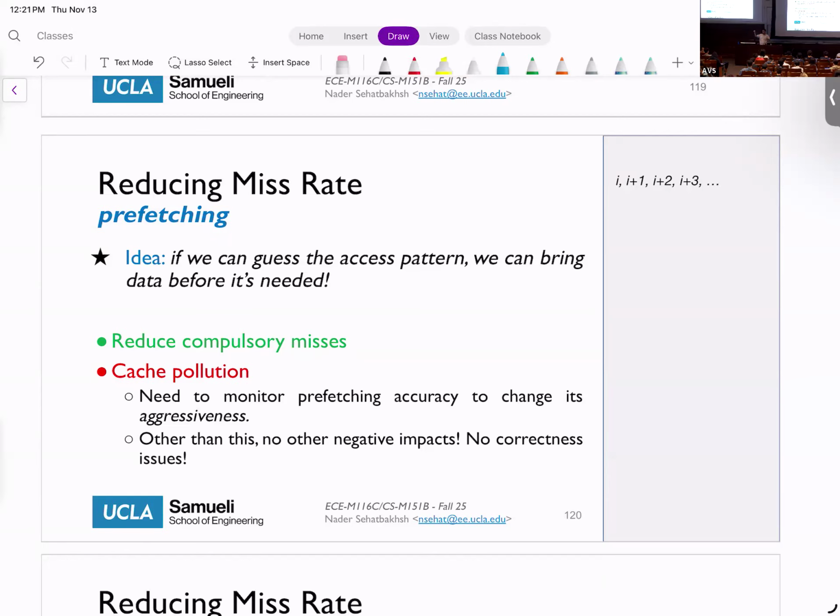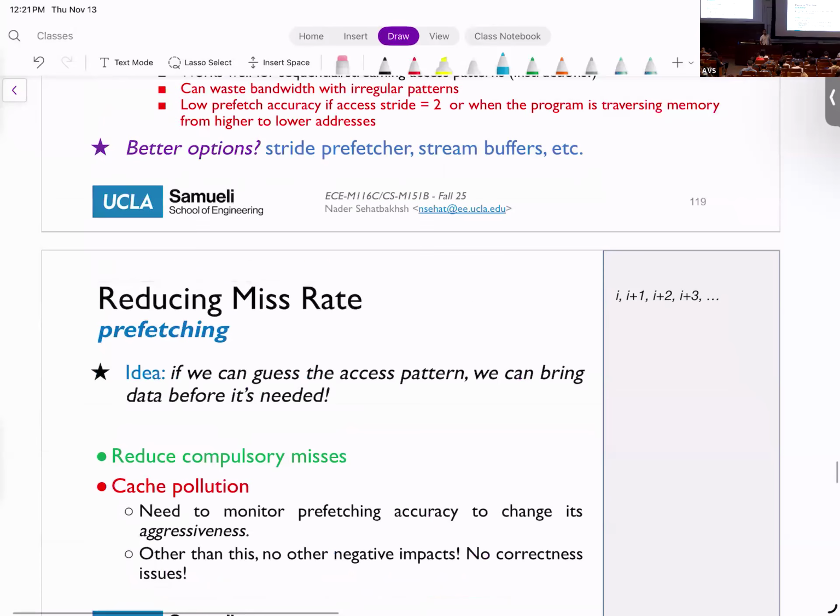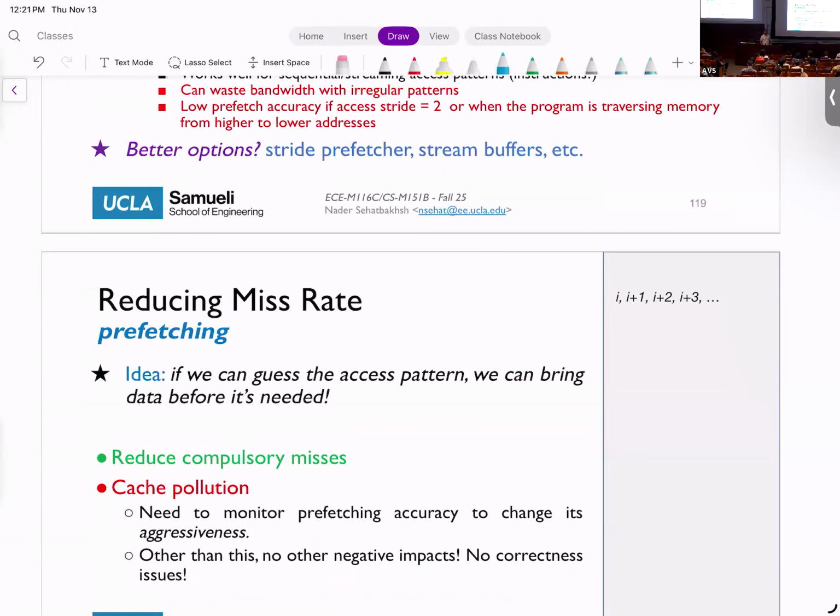So it will go into your LSQ, it will be read by the memory. All of these things happen in the background. And by the time that you actually access X plus N, now you have it in the cache. So it would be a cache hit. All right. Any other questions about prefetching? Great.